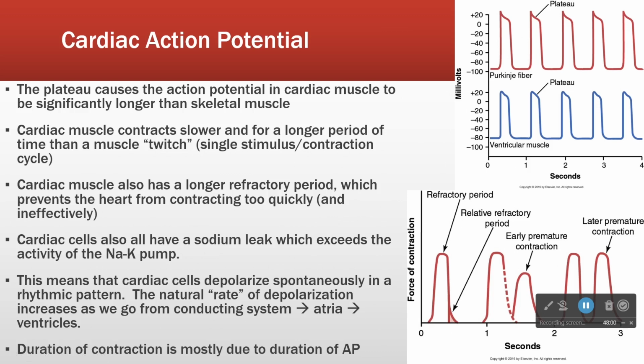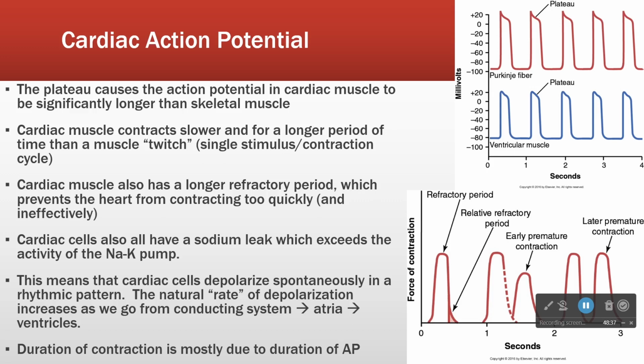Okay, so the plateau causes the action potential to be much longer than skeletal muscle. See, I get ahead of myself. I did that already. So cardiac muscle contracts slower. It has a much longer twitch time. A twitch is just a muscle contracting and relaxing, right? Skeletal muscle, particularly small skeletal muscles like your eye muscles, can twitch very, very fast. The heart can't, and this is a good thing. We don't want a heart that twitches, right? We want a heart that contracts and relaxes. So the plateau helps to make that possible.